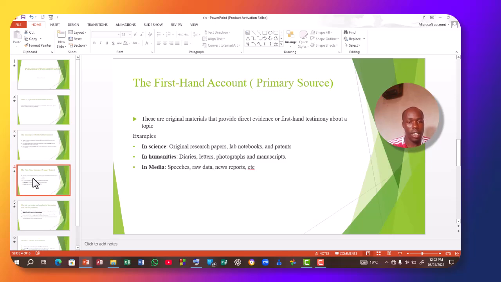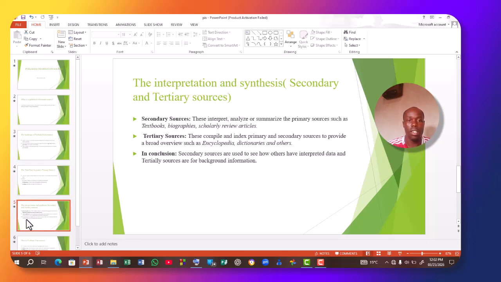Another one is media. Media can be speeches, raw data, or news reports. Those are all primary sources of information. And another one is the interpretation, which we call secondary and tertiary sources of information.